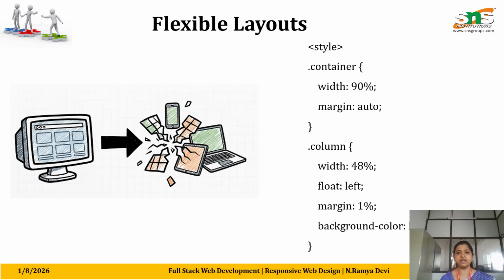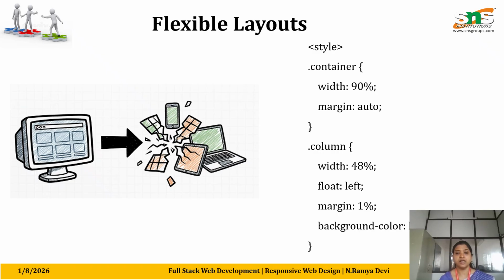For example, here the style tag has been given. The container is the selector used for giving the style attributes. Two properties have been set. One is the width, which is given as 90%, and the margin is auto. Auto means that whichever device we open the web page on, the margin size will automatically differ according to the device.